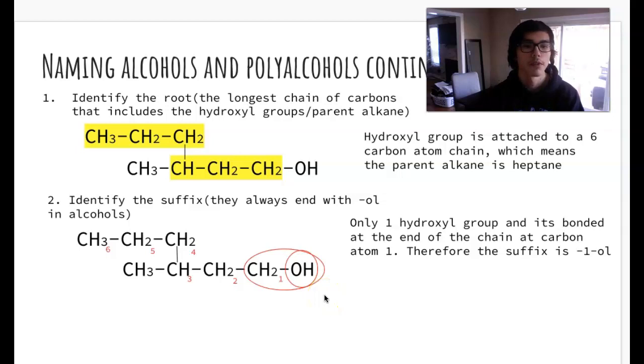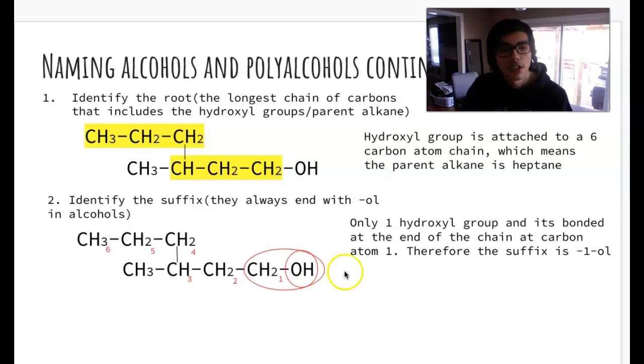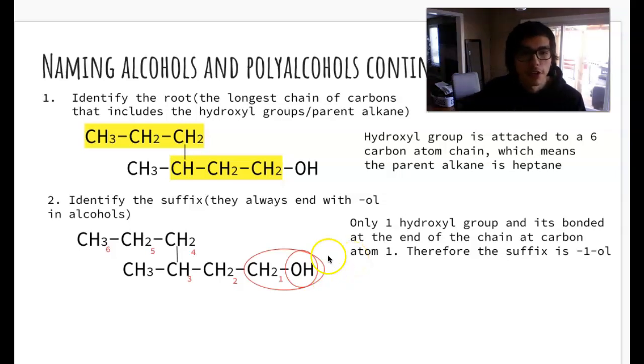So after you have numbered the atoms in your carbon atom chain, you can then identify your suffix. And to do that, you want to look where your hydroxyl group is and which carbon atom it's bonded to in the carbon atom chain. So if we look here, we'll notice that the hydroxyl group is bonded to the first carbon atom in the chain. So therefore, the suffix is going to be -1-ol.